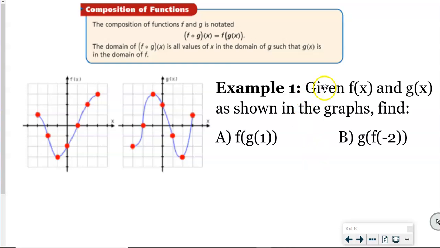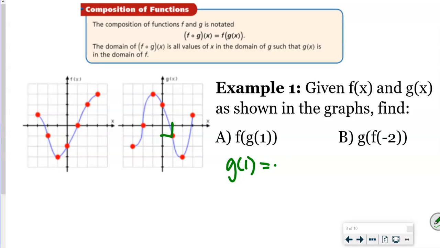Example 1 says, given f of x and g of x, as shown in the graphs, find f of g of 1. Okay, so notice this is the graph of f of x over here, and this is the graph of g of x over here. So we're always going to work from the inside out, guys. So what we want to find is when the x value over here for g of x is 1. So this is when it's 1, right? So what is my x value right there? That's -1. So we're going to go g of 1, that equals -1, right?